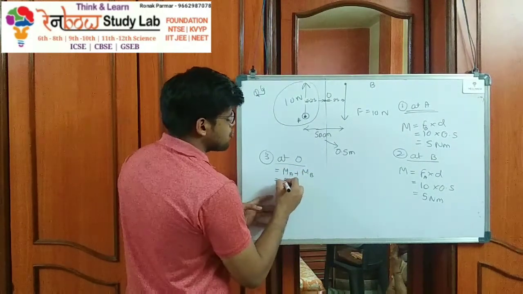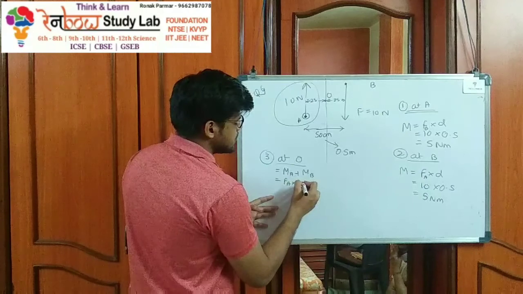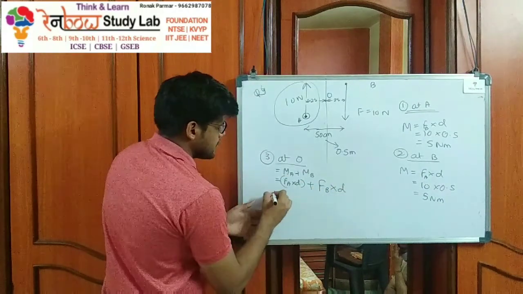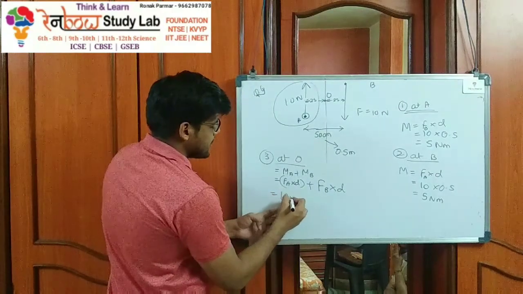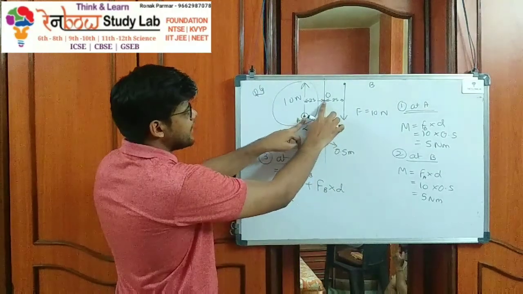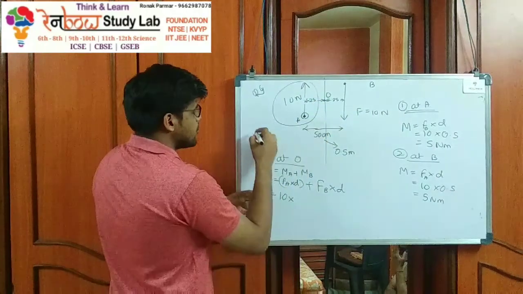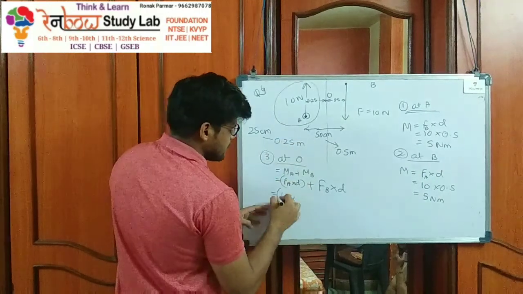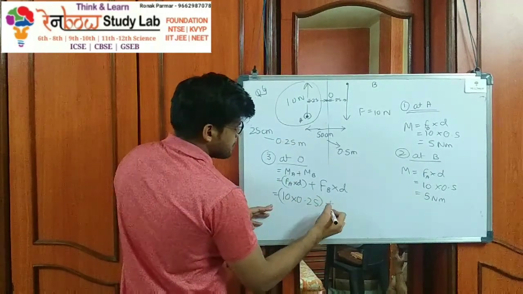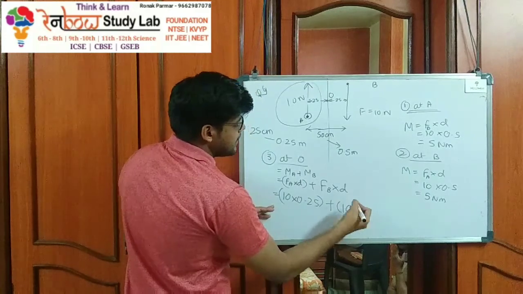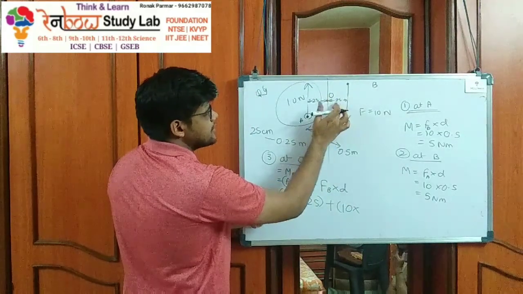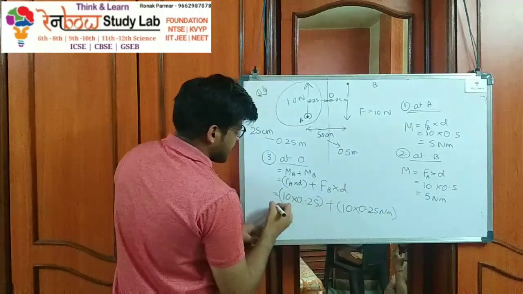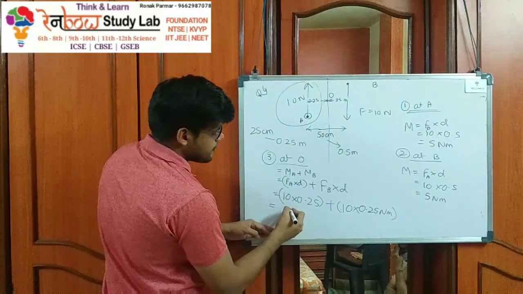What is your MA? Force at A into distance, plus what is MB? Force at B into distance. What is force at A? 10 Newton. And distance between O and A, 25 centimeter, will be written as 0.25 meter. So into 0.25. Plus FB is also 10 Newton and distance between O and B is also 25 centimeter, 0.25 Newton meter. 10 into 0.25 will be 2.5.